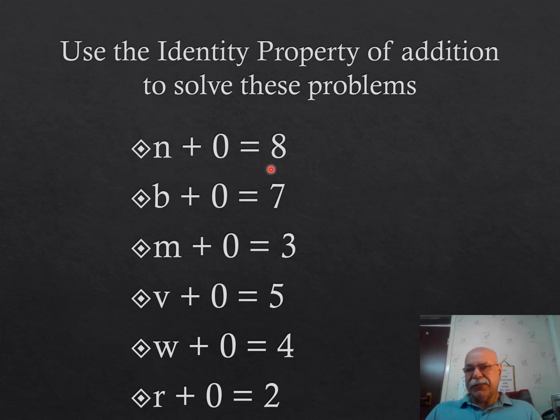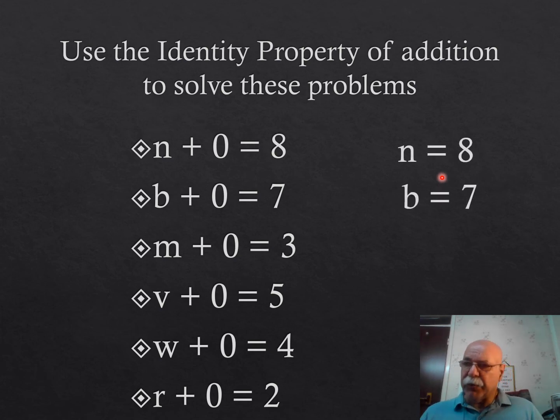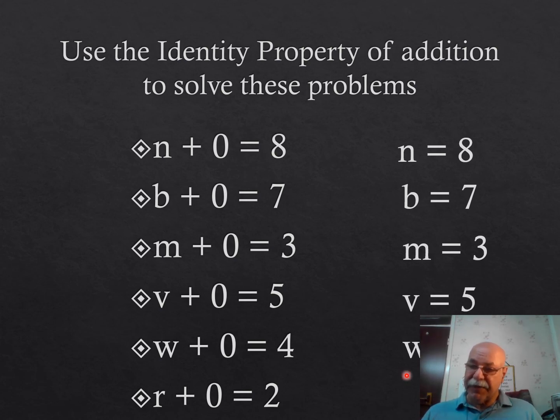Here also n plus 0 equals 9, so n equals 9. Here b plus 0 equals b equals 7. Here m plus 0 equals 3, thus m equals 3. Same. Here r plus 0 equals 2, that's why r equals 2. w equals 4.